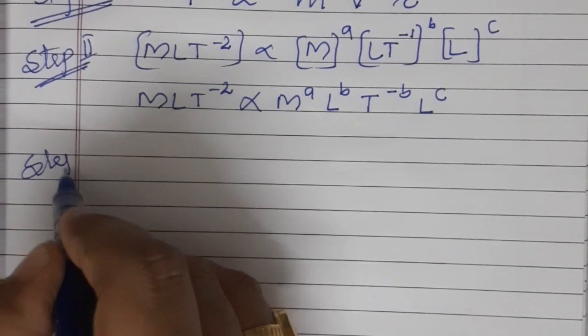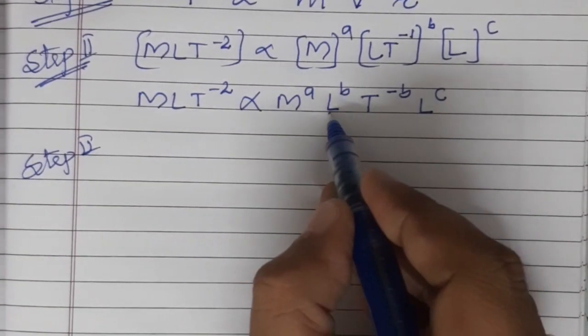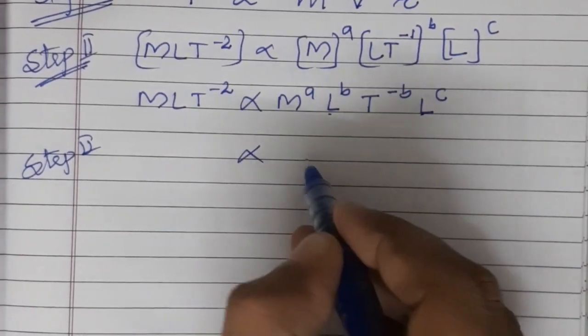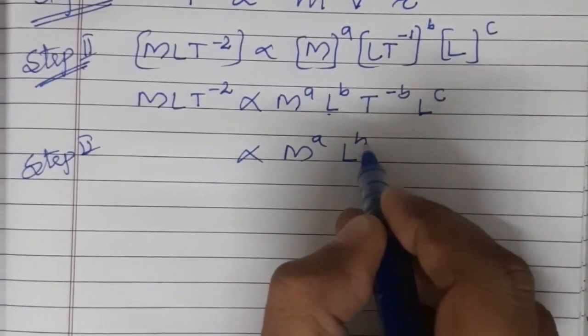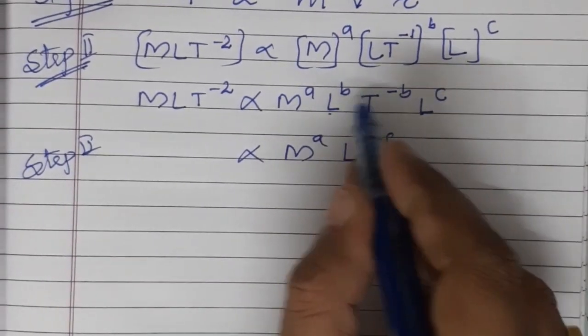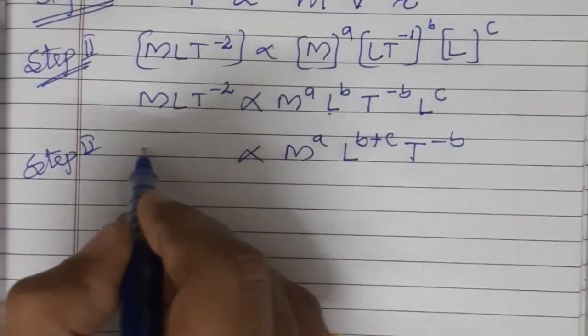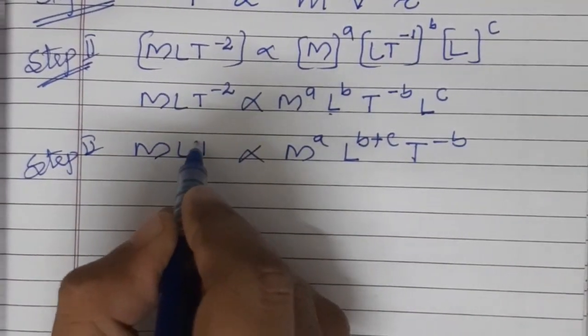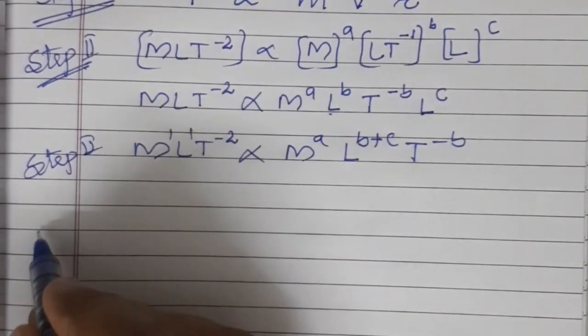Step 3. Combine the terms containing the same bases. Like here l has come twice, clear? So m is alone so it will remain alone, l will be b plus c. Add the powers with the same base, t raised power minus b, and along this side mLT minus 2. Nothing is written, that means power is 1.